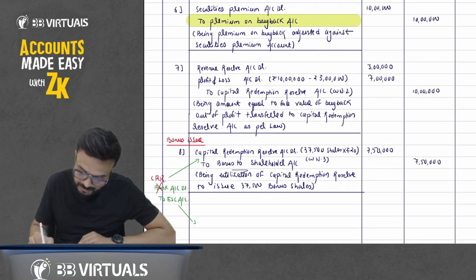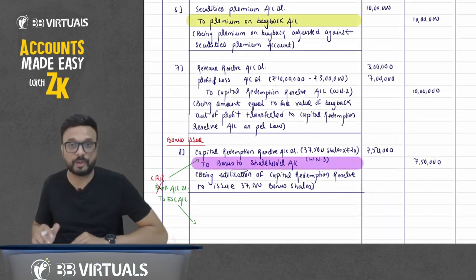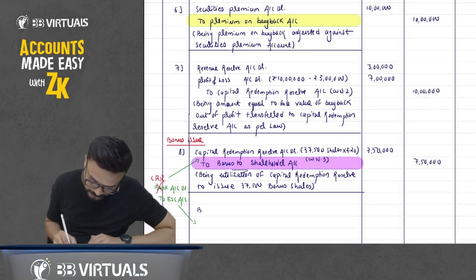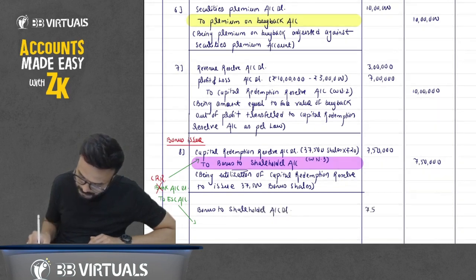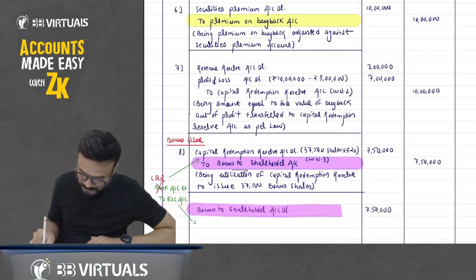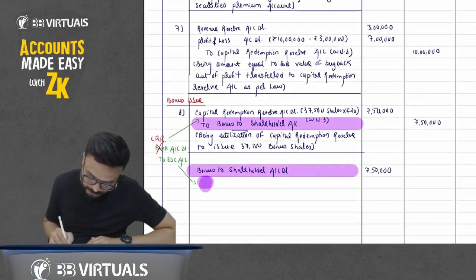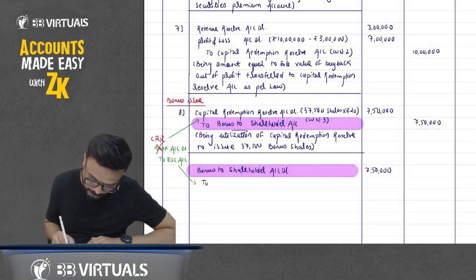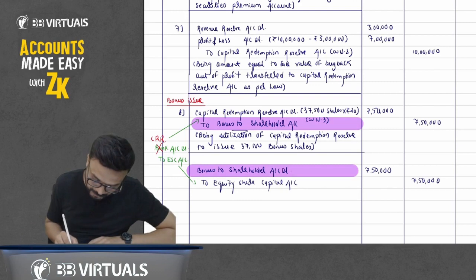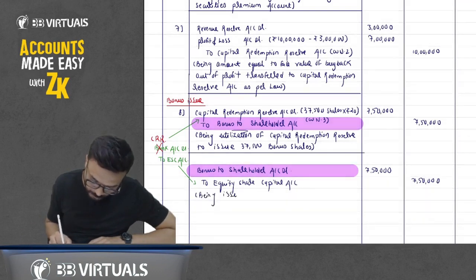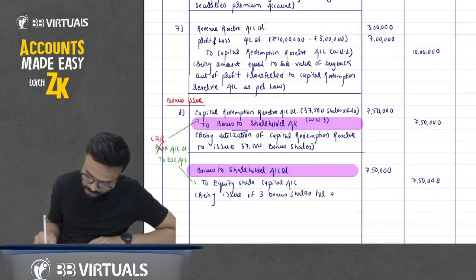I have credited here the bonus to shareholder account. Now we have to cancel it. I am liable to pay the shareholder, and now I am discharging the liability by giving them shares. So bonus to shareholder account 7,50,000. To equity share capital account 7,50,000, as we are issuing them shares, an increase in capital, credit. So being issue of three bonus shares for every 15 shares held.